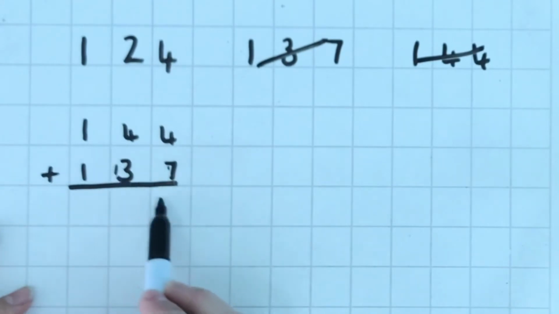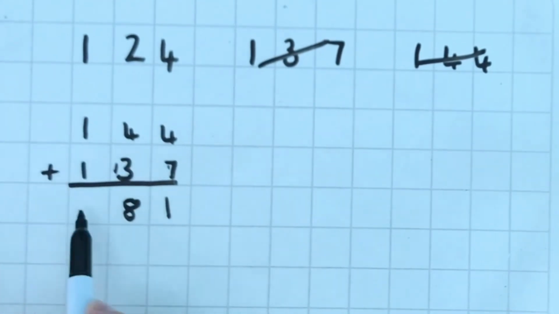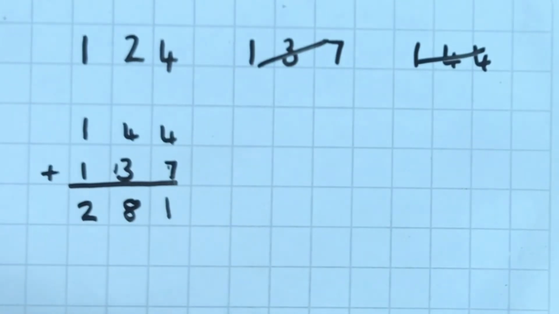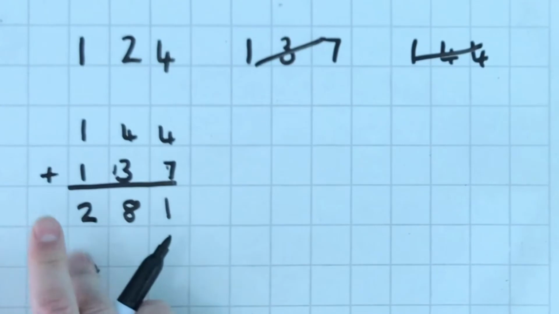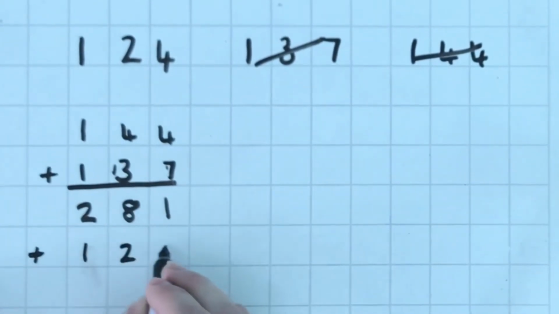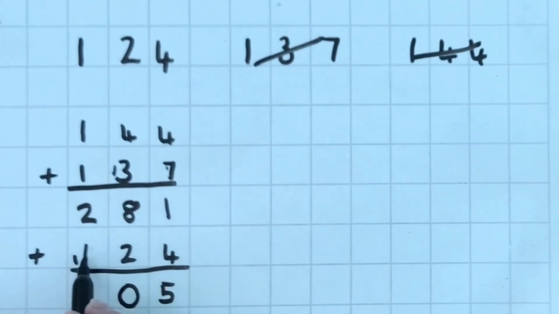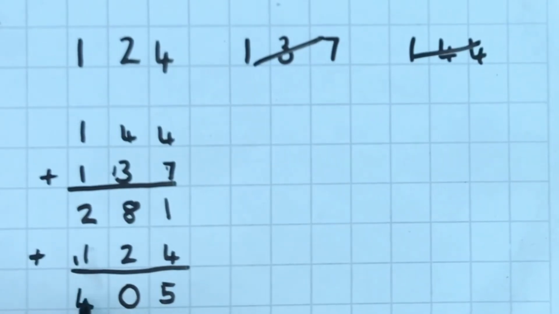7 plus 4 is 11. 3 plus 1 is 4. Plus 4 is 8. 1 plus 1 is 2. Okay, so that gives you 281. Add on your 124. Okay, 4 plus 1 is 5. 8 plus 2 is 10. 2 plus 1 gives you 4. So your total is 405.